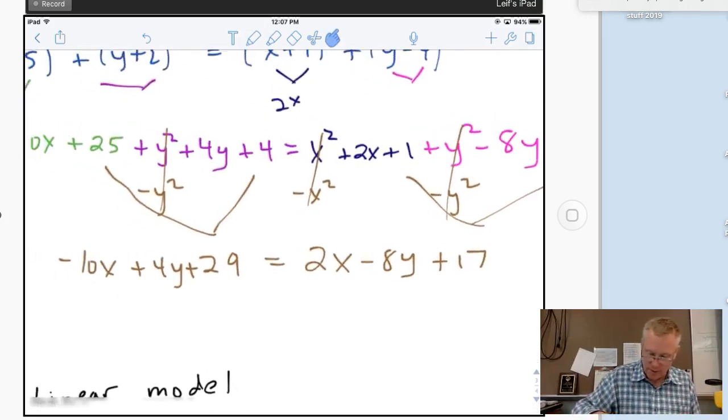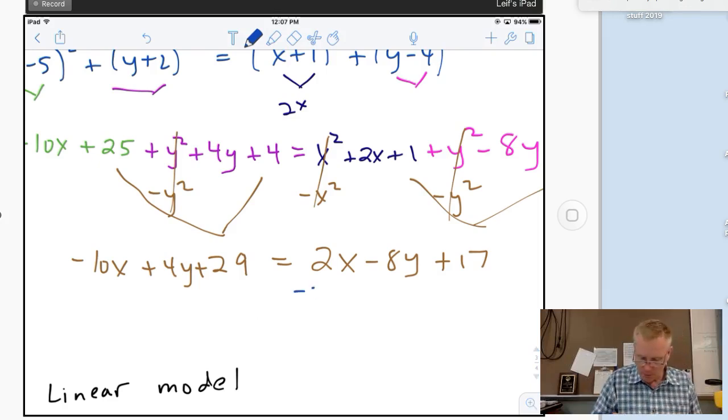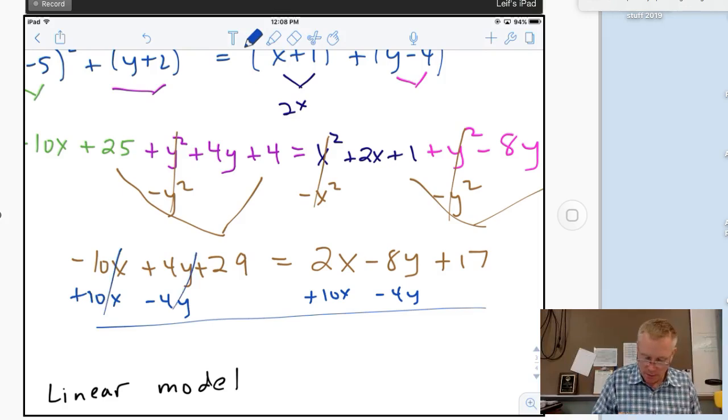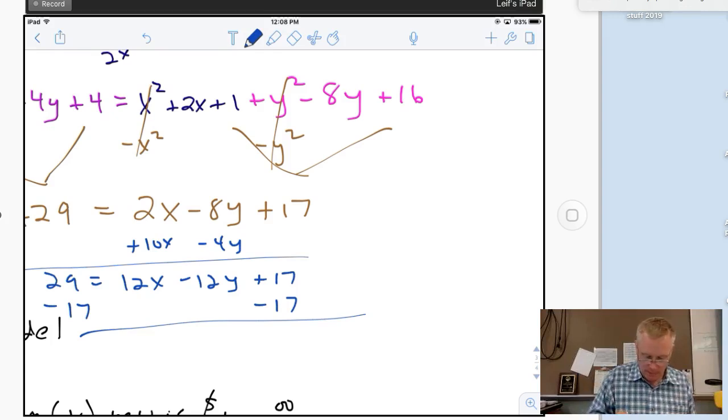Now I can bring all my x's to one side here. Let's see, I will subtract 2x. Actually, I'll add 10x, I'll make them all positive. I will subtract 4y. I'll bring my numbers to the left side. So these are gone, these are gone. I've got 29 equals 12x minus 12y plus 17. The last step is subtract 17 from both sides. Running out of space. So that's 29 minus 17 is 12 equals 12x minus 12y.